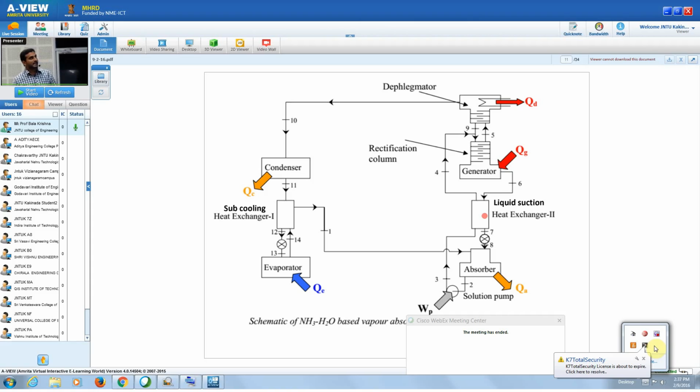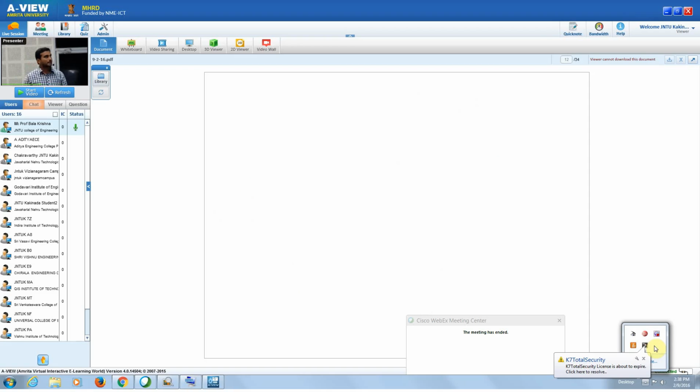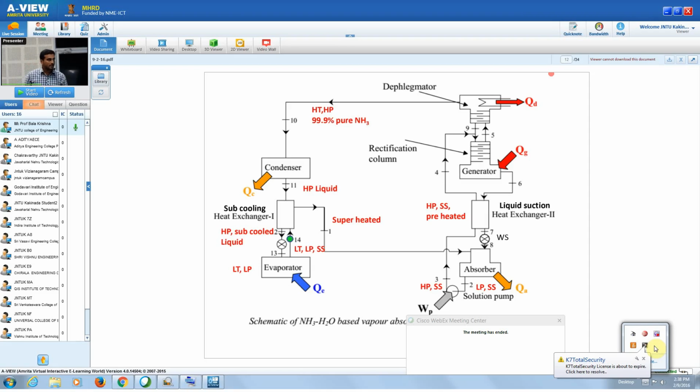And this is the schematic diagram of the NH3-H2O based vapor absorption refrigeration system. In the rectification column and dephlegmator, okay, next slide, the process was clearly explained. Let us assume that you can start at any one particular point. Let us consider the process at point 14, the green dot that was there. At this particular point, let us start the explanation.